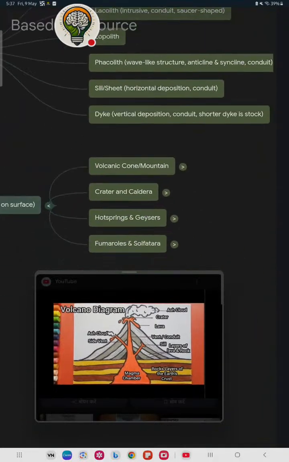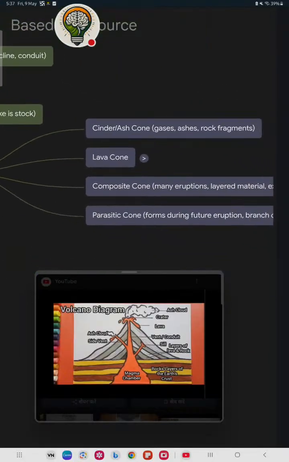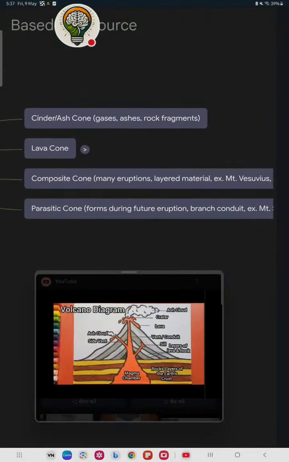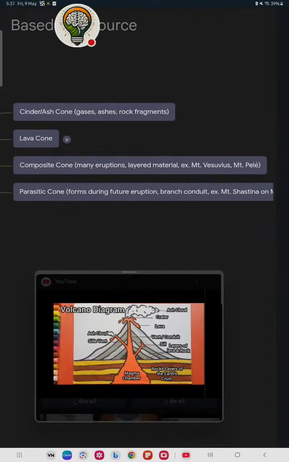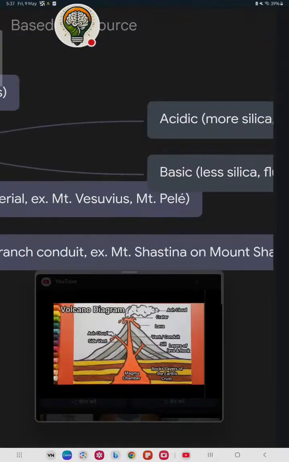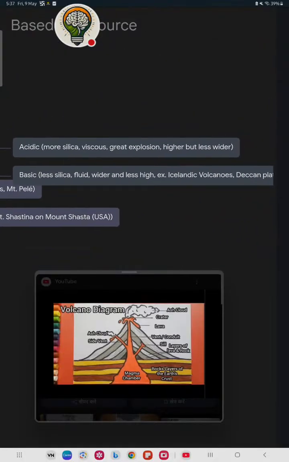The landforms on the surface are volcanic cones and mountains. So the cinder, the ash cone, where gases, ash and rock fragments come out. Then the lava cone. If the lava is acidic, with more silica, it is more viscous, with greater explosion, and is higher but less wide.